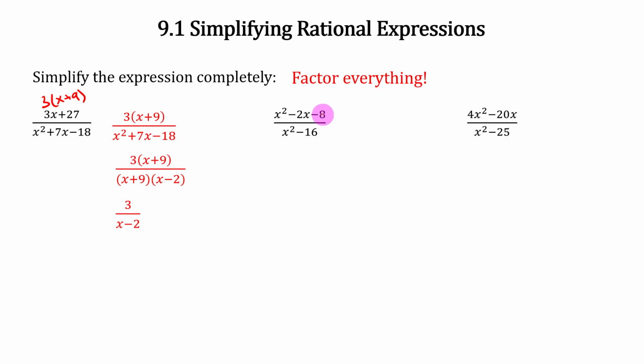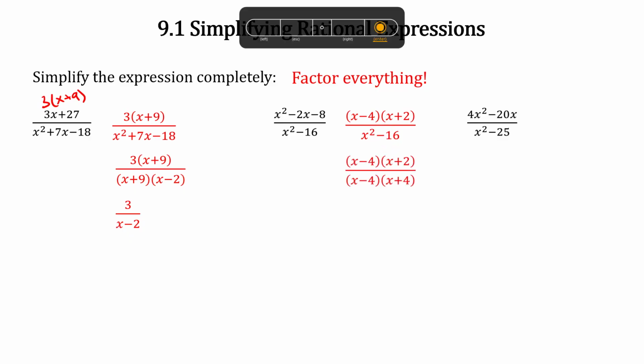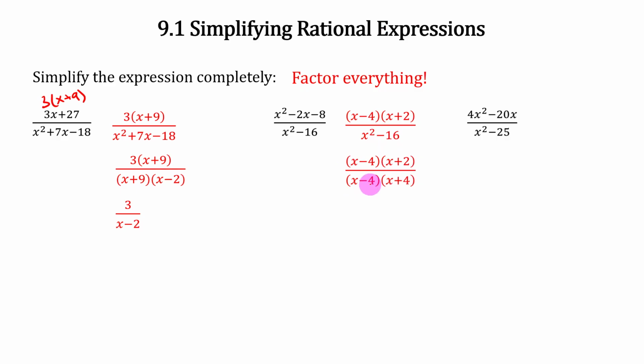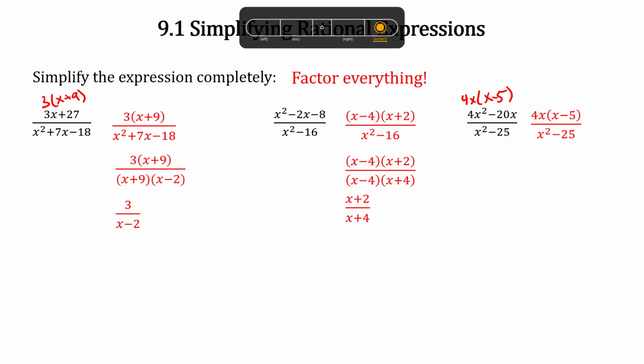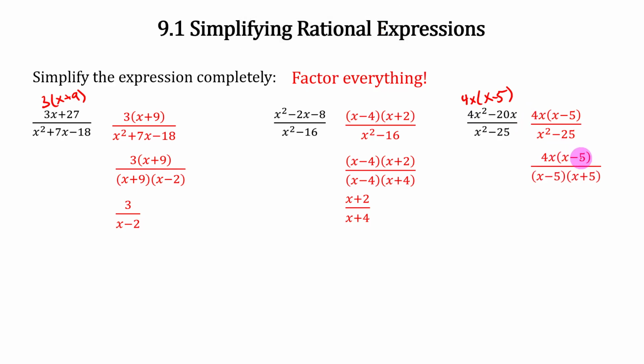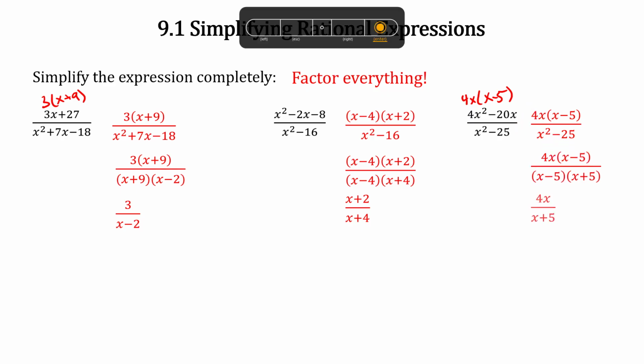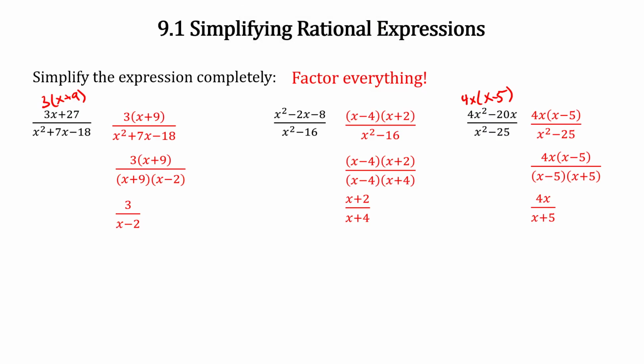So here, what multiplies to negative 8 and adds to negative 2? Negative 4 and positive 2. And then x squared minus 16 is x plus 4 times x minus 4. My x minus 4s will cancel out, and I'll just be left with x plus 2 over x plus 4. Here, I'm going to factor out 4x and get x minus 5 left over. And then x squared minus 25 is x minus 5 and x plus 5. My x minus 5s are going to cancel out, and I'm left with 4x over x plus 5.